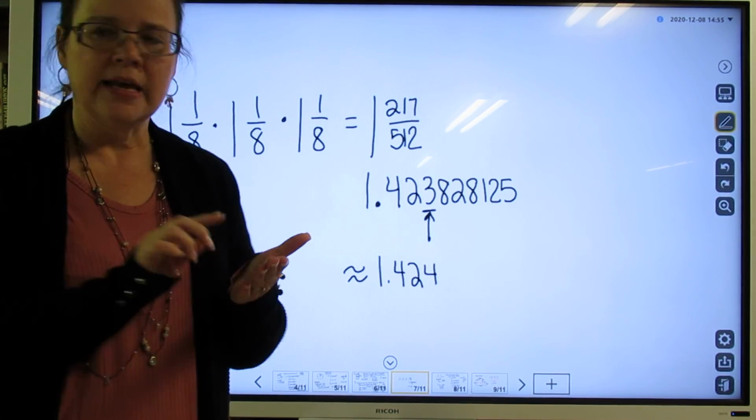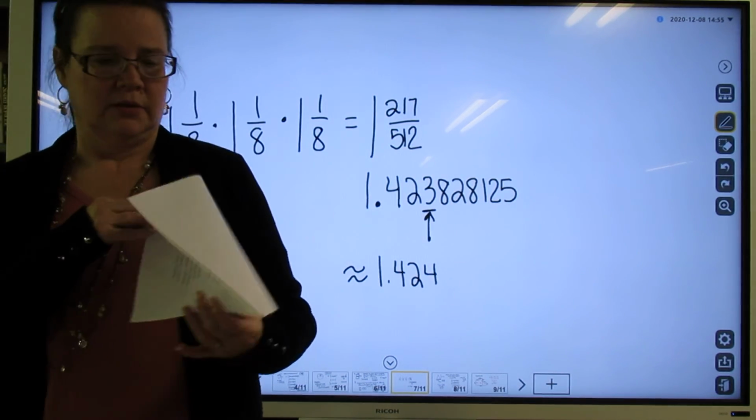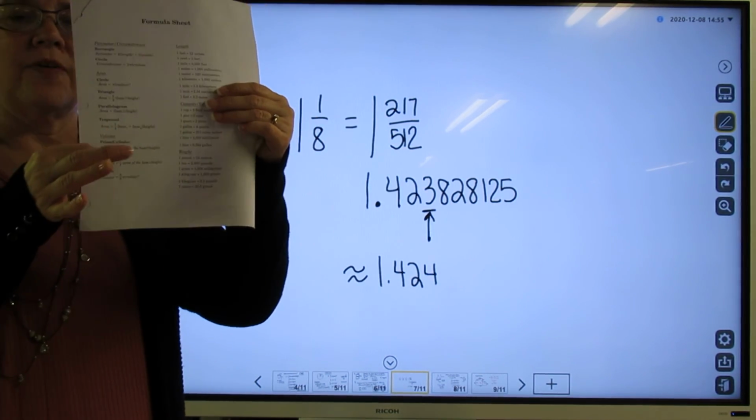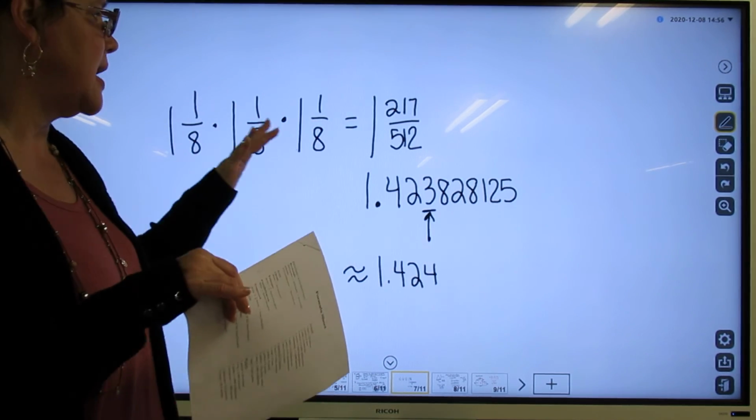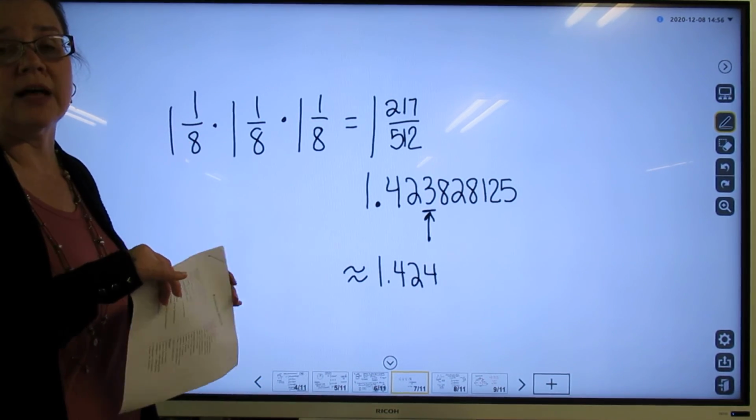Every formula is on the formula sheet on here for volume. And then I give practice in class. And then these are the notes that I would give in class for volume.